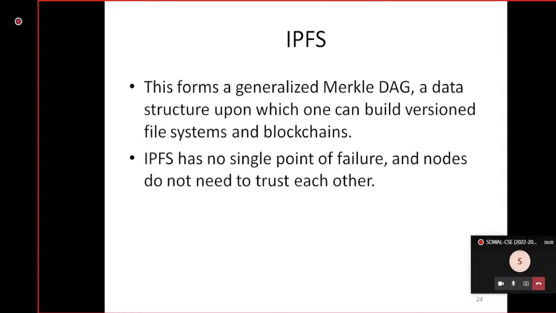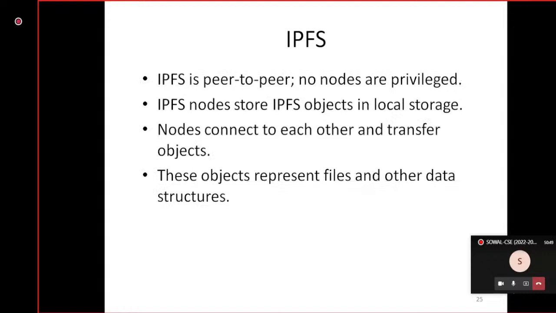The most important thing is that IPFS has no single point of failure, and nodes do not need to trust each other. This is again a requirement of the blockchain. Nodes are peer-to-peer, and we don't have to trust a node, because the policies of the blockchain application itself manage all the trust and reliability issues. IPFS has no single point of failure because the network is distributed. It is peer-to-peer, and no nodes are privileged. IPFS nodes store IPFS objects in local storage, and nodes connect to each other and transfer objects. These objects represent files and other data.